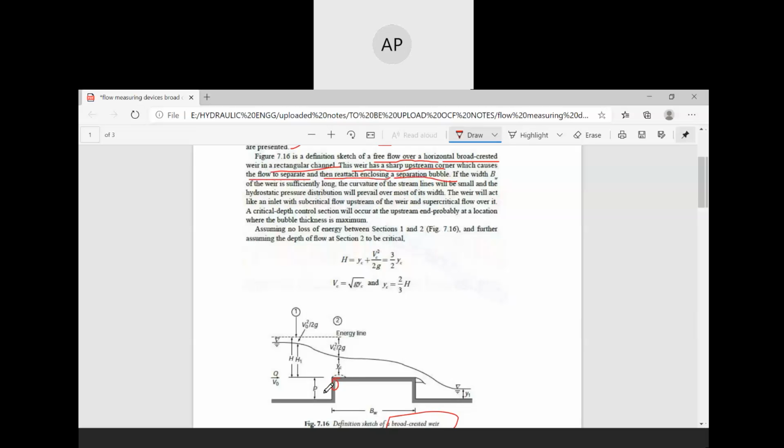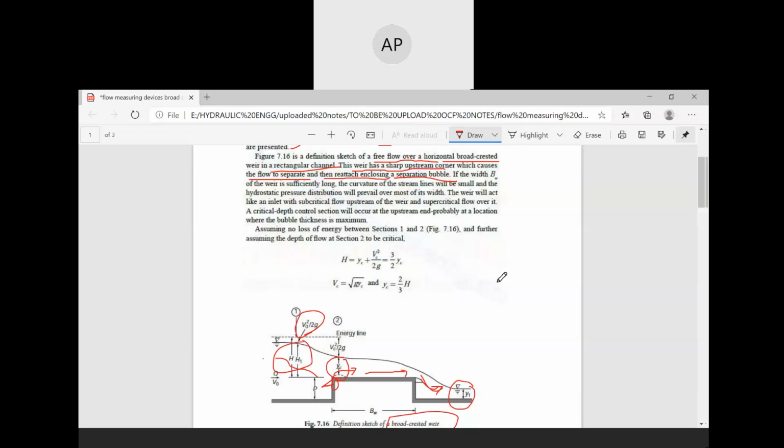Suppose water is flowing this way. After it reaches this broad crested weir, it will go like this, isn't it? After moving a certain distance, the flow will again fall along the crest. Let us consider that y1 is the depth of water in the upstream area, and H1 is the level of water. This is V squared by 2g, the energy head. Yc is the critical depth over the broad crest.